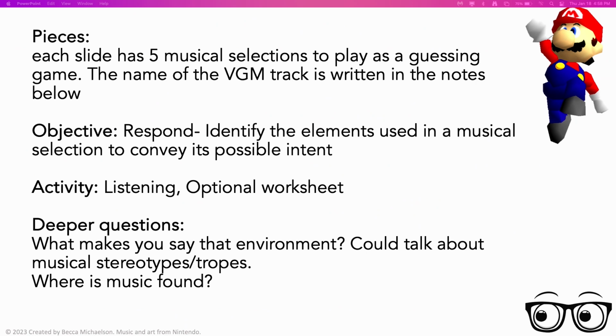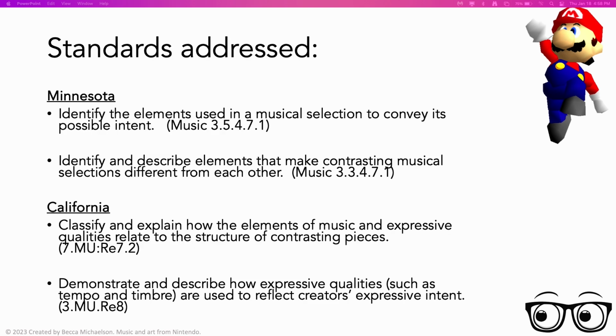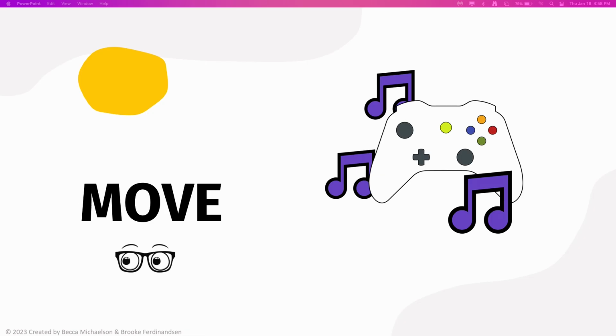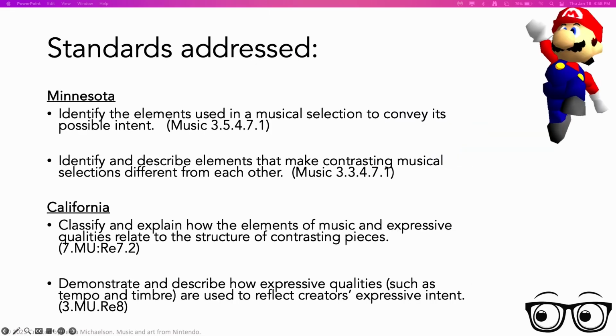And of course, here is our objective for this activity. And then on the next slide, I just included both California and Minnesota standards. I included this because a question I get a lot when we do these panels is, how are the standards between states? The answer is they're very, very similar. They're just worded a little bit differently. For example, Minnesota: identify the elements used in a musical selection to convey its possible intent. And in California: describe how expressive qualities such as tempo and timbre are used to reflect creators' expressive intent. So very similar objectives, just worded differently.